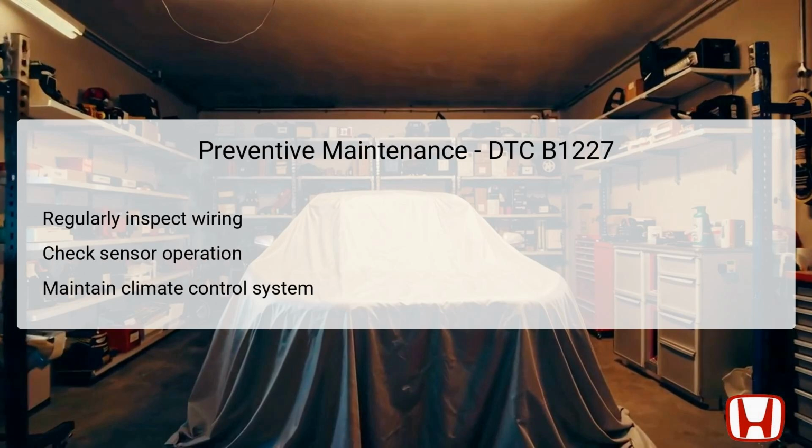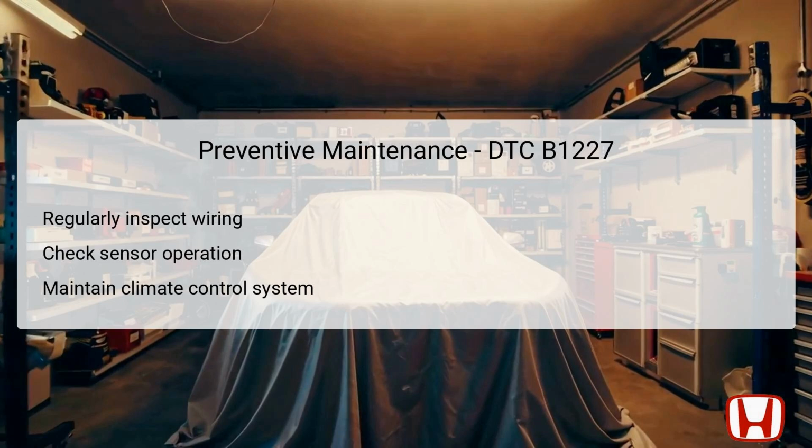To prevent recurrence of DTC B1227 and associated issues, it's important to incorporate regular preventive maintenance into your vehicle care routine. Begin by frequently inspecting the wiring connected to the outside air temperature sensor and the climate control unit for any signs of damage, such as fraying or wear. Additionally, periodically test the outside air temperature sensor's functionality to ensure accurate performance before discrepancies arise.